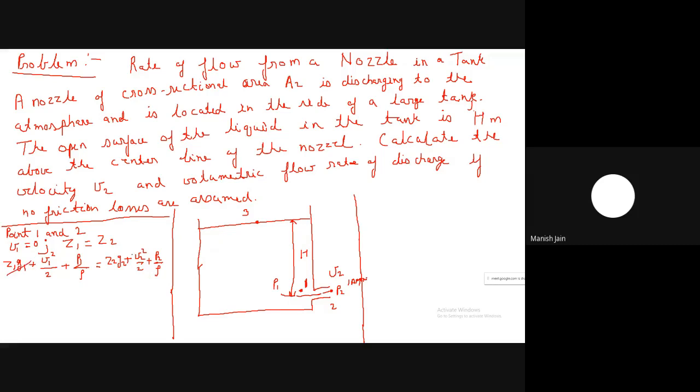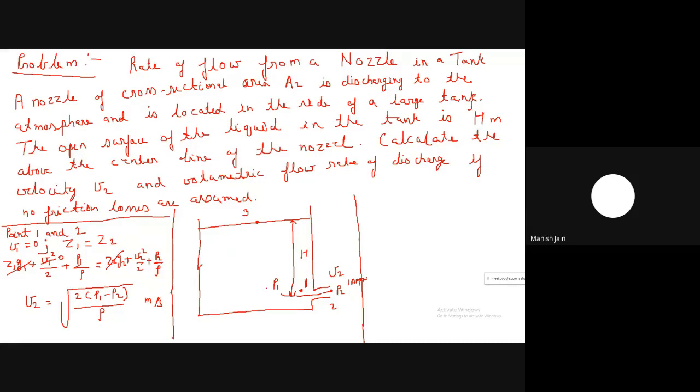Okay, so these two quantities will be cancelled out, because Z1 equals Z2, and V1 equals 0, so this will be 0. So from this equation you can calculate the value of V2. V2 equals under root of 2 times (P1 minus P2) divided by rho, meter per second. This is the average linear velocity. Now here V2 is defined as a function of P1 and P2.